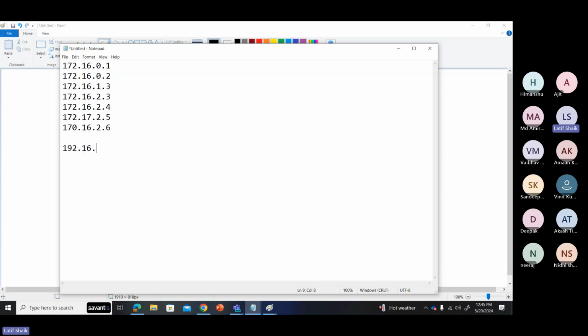Okay. So I'm giving 192.168.1.1. This I assigned to one device. 192.168.1.2. 192.168.1.4 or 192.168.1.5. Okay, these four devices can communicate with each other because their network portion is the same and only one single host portion is different.